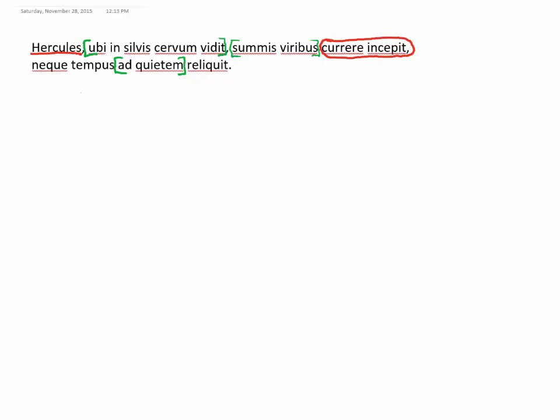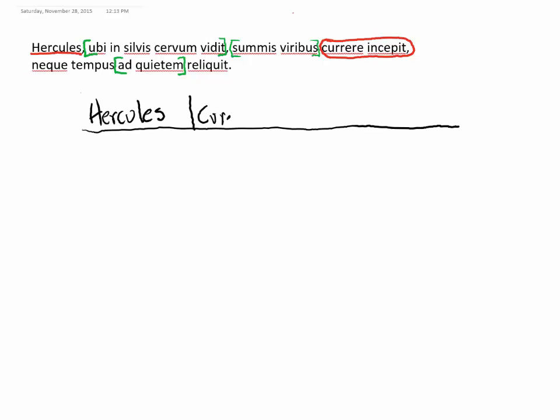So let's do a diagram for the first part of that kernel. Forgive my really cheap graphics tablet here, but I think it'll be clear. So our subject, as we've already noted, is Hercules. And then since it's an intransitive kernel, all we need to represent is our verb, which is correre incepit. And that's our entire kernel. We've just identified, too, that everything else we've got is some kind of adverbial modifier in the sentence.